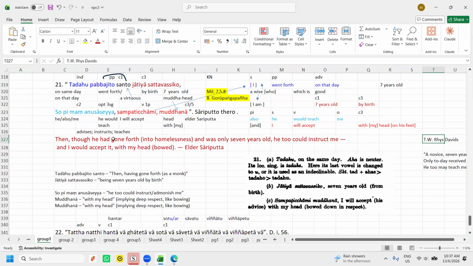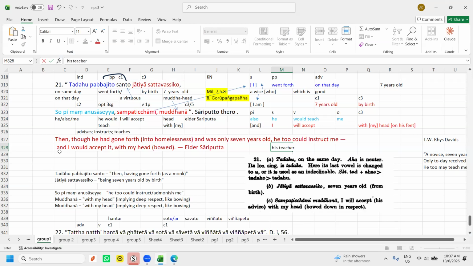if the one who went forth is 7 years old, then who is he? We don't know. This must be the Brahmin, his teacher. His teacher, that means he never mentioned the name. So I would accept it with my head down. So this is how we go.